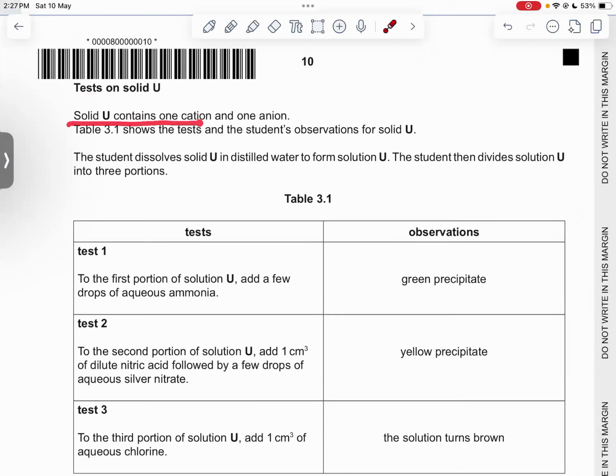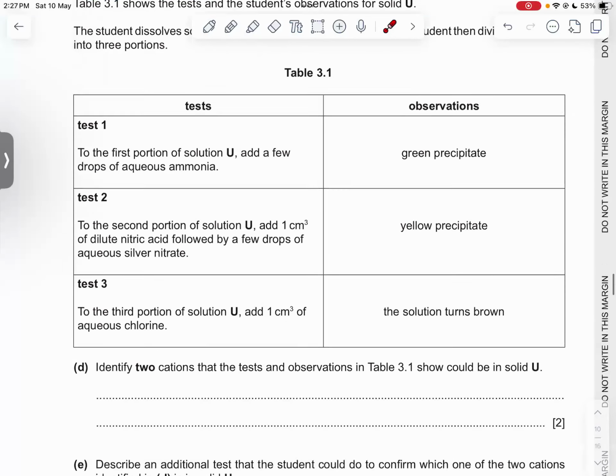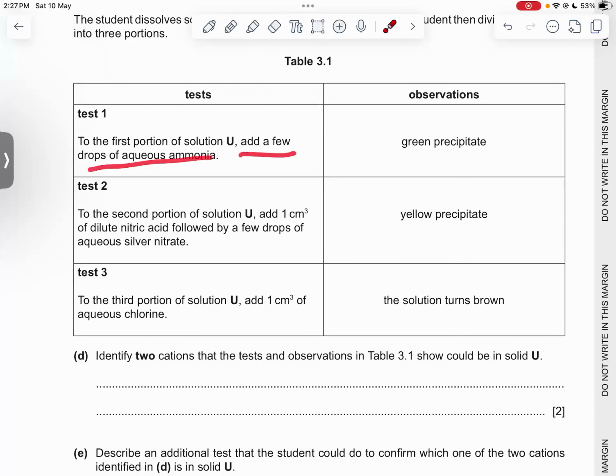Test on solid U. Solid U contains one cation, one anion. He added a few drops of aqueous ammonia and a green precipitate was formed. If a green precipitate was formed when aqueous ammonia was added, then it's either Fe2+ ion or chromium 3+ ion, right? Because those are the only ions that produce green color. No one else produces your green color.